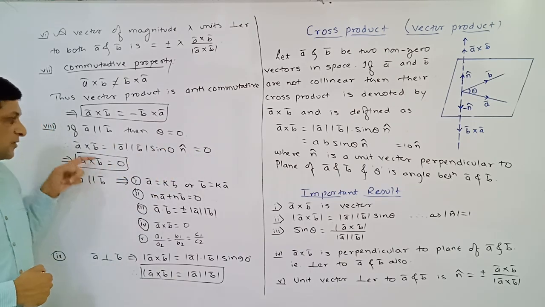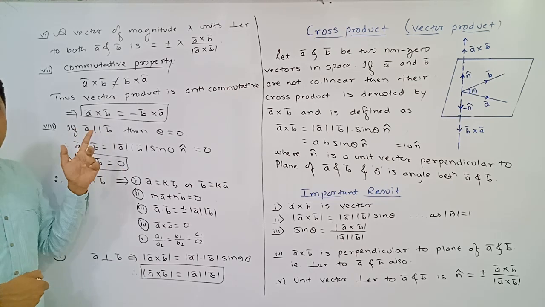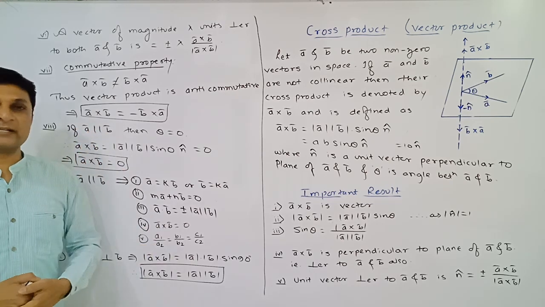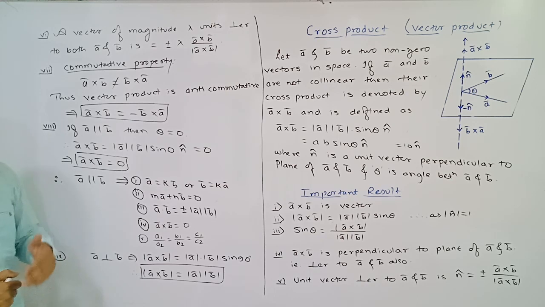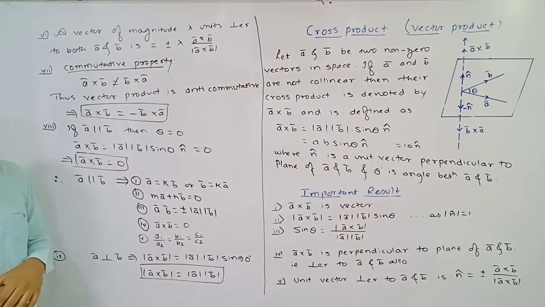Means what result have we got? The cross product of two vectors will be equal to 0 if two vectors are parallel. Even we know that parallel vectors are also called what? Collinear. This is again a new condition which you have got if two vectors are parallel or collinear.